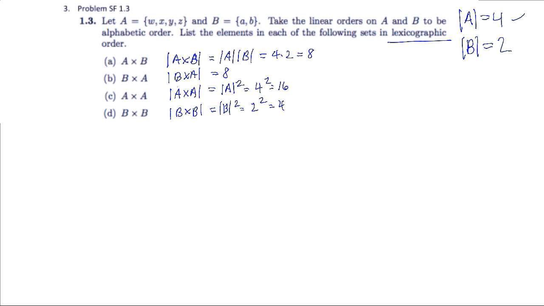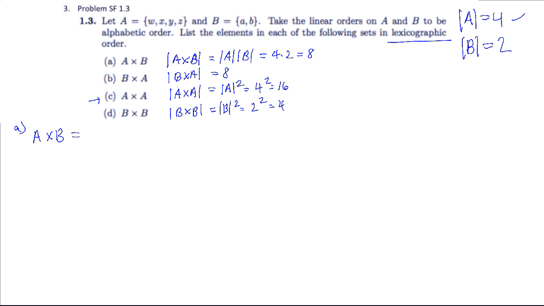Okay? So I've figured out that the first two both have size 8. Then I have the big one, which is part C, and then a small one, part D. So that's the first thing I do when I think about making a cross product. And so I'm going to start with part A here, and I'm going to do A cross B.